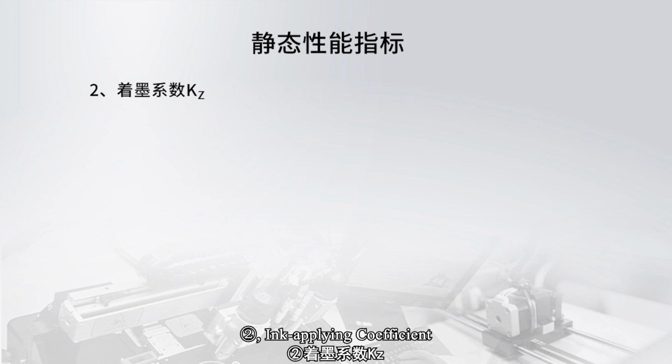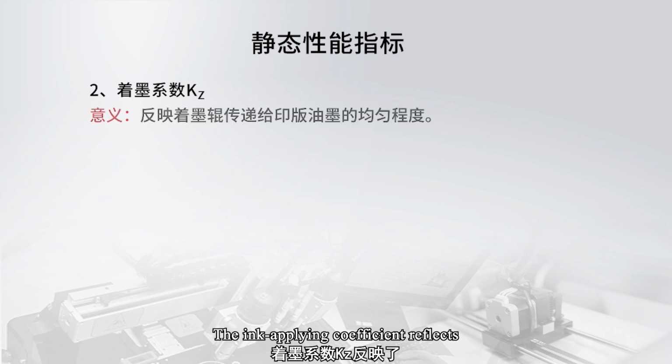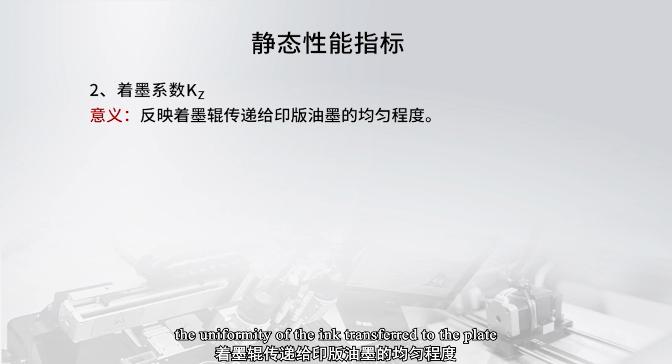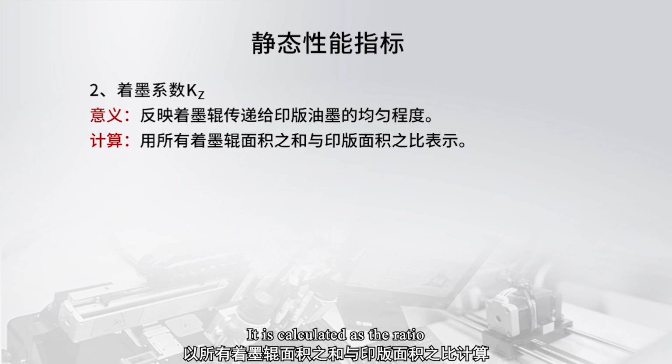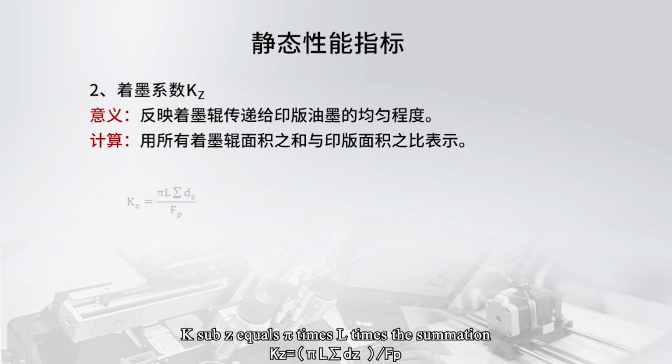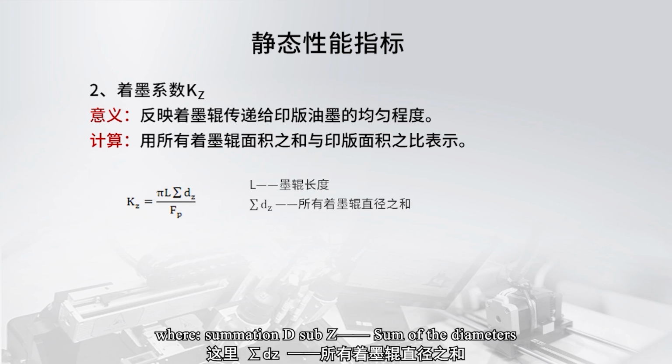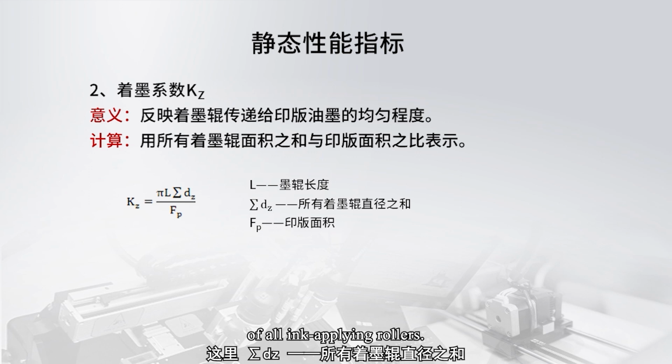2. Ink applying coefficient. The ink applying coefficient reflects the uniformity of the ink transferred to the plate by the ink applying rollers. It is calculated as the ratio of the sum of the areas of all ink applying rollers to the area of the plate. K_z = π L Σd_z / f_p, equation 6-2, where Σd_z is the sum of the diameters of all ink applying rollers.